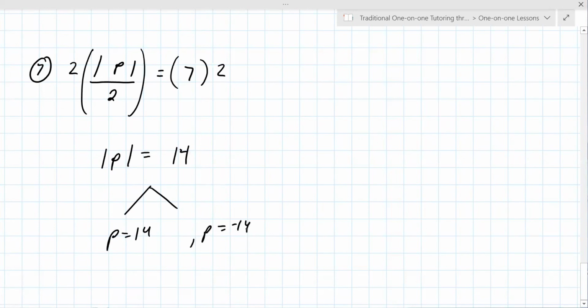So if you understand that, do number 8 for me. 8 is exactly the same as what you just did here. So go ahead and work through it on your own and let me know when you get your final answer.